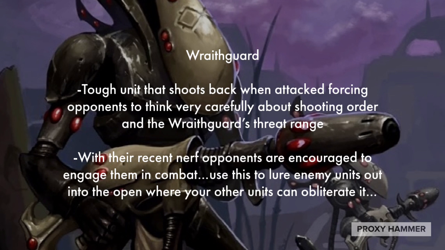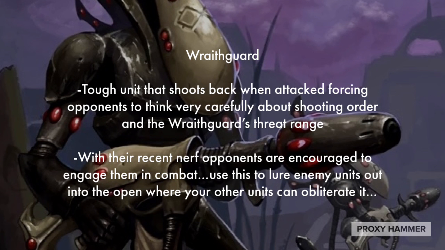Now, Wraithguard did get a recent nerf. Now they don't have the pistol keyword when shooting back, so opponents are encouraged to engage them in close combat. Close combat is Wraithguard's true weakness now. However, use this weakness to lure your enemy units out into the open where your other units can obliterate them. So basically this, right? You have an opponent that doesn't want to engage you at range, but wants to engage you in close combat. Perhaps with a very high value melee unit.